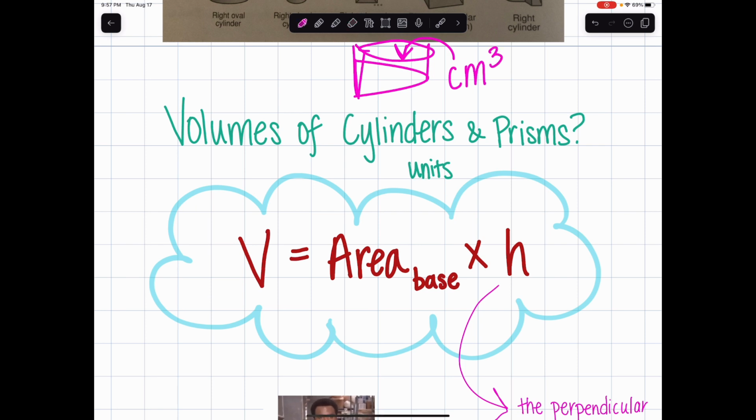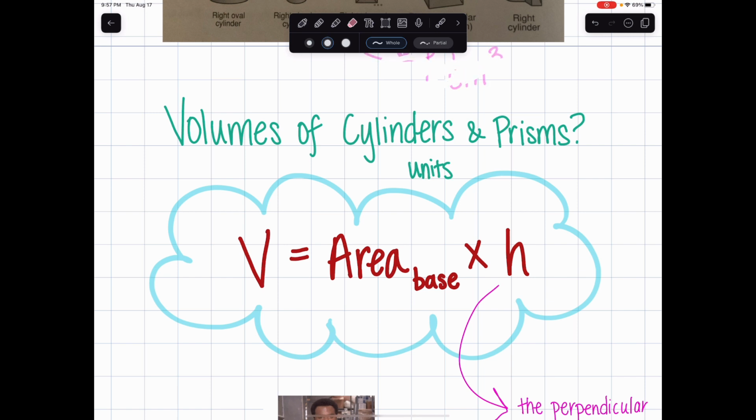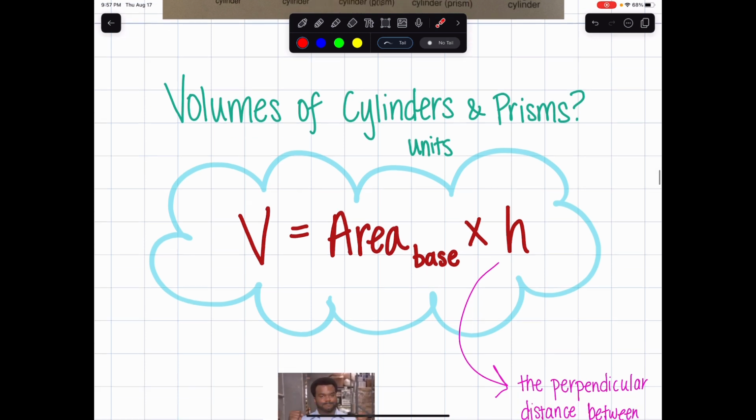So anytime you're talking about volume and something in 3 dimensions, then the units are going to be in centimeters cubed or something cubed. It could be meters cubed. It could be feet cubed. I always have to calculate volume of medicine that I give people. So it is important. So how do you calculate?